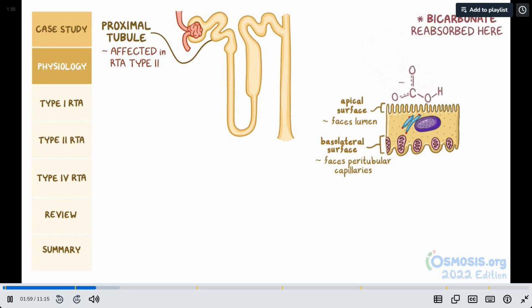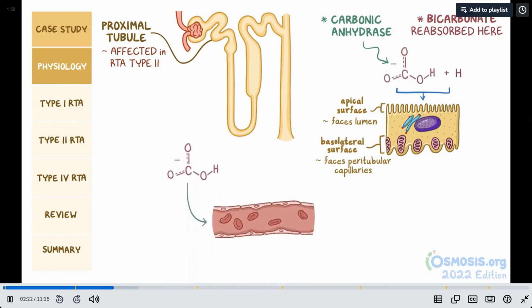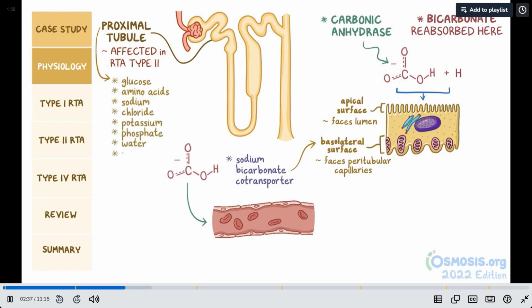When bicarbonate approaches the apical surface, it binds to hydrogen to form carbonic acid, which will be split into water and carbon dioxide by carbonic anhydrase. The water and carbon dioxide diffuse into the cells where carbonic anhydrase facilitates the reverse reaction and combines them to form carbonic acid, which dissociates into carbonate and hydrogen. Then carbonate will get into the blood with the help of a sodium bicarbonate cotransporter on the basolateral surface. Now, the proximal tubule is also responsible for reabsorbing glucose, as well as amino acids, sodium, chloride, potassium, phosphate, water, and uric acid.